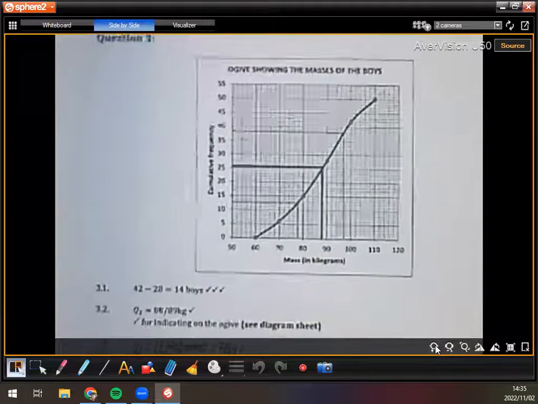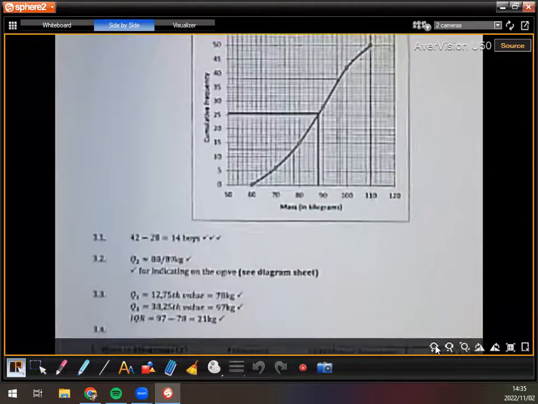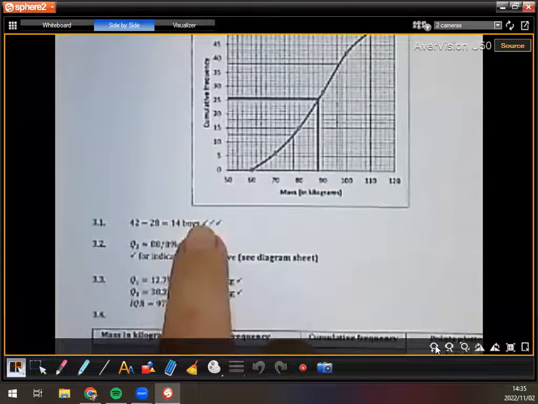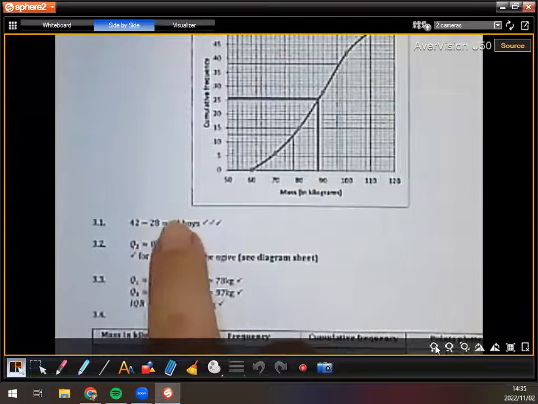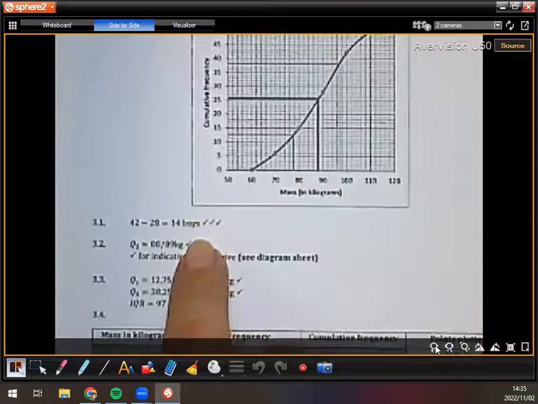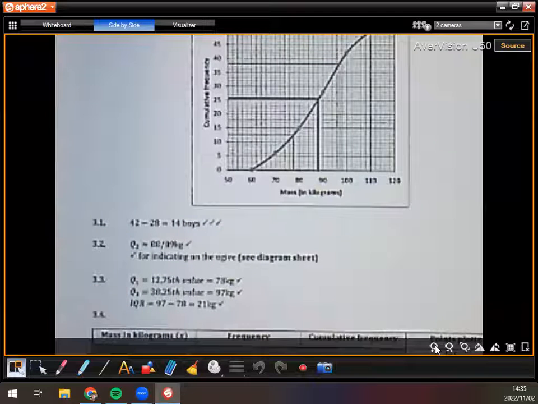For question 3, this is now where the OVAD was given. So for 3.1, I also think everyone got this one right. Actually, I can't remember. Maybe I'm forgetting some that someone got wrong, but I think everyone got 14. So it was actually a mark for 42, a mark for the 28, and then a mark for the answer. So that was actually 3 marks there.